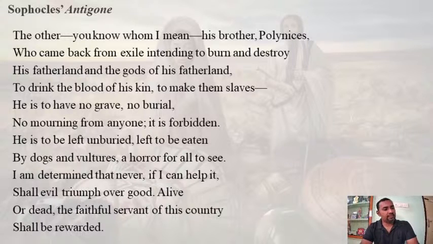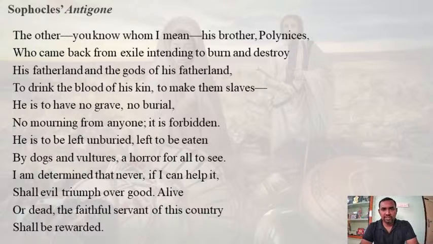It is forbidden. He is to be left unburied, left to be eaten by dogs and vultures, a horror for all to see. I am determined that never, if I can help it, shall evil triumph over good.